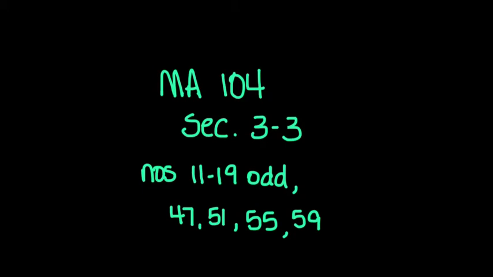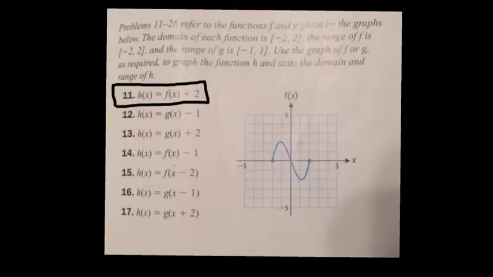This video looks at some of the problems from section 3.3 of MA 104. For these first several problems, we are given these particular functions, f, and in some of the other problems, g. We're asked to look at these functions. We're given information about their domains and their ranges, and we are asked to use those particular pieces of information along with the idea of shifting functions to sketch the graphs of the functions that we are given in the individual problems.